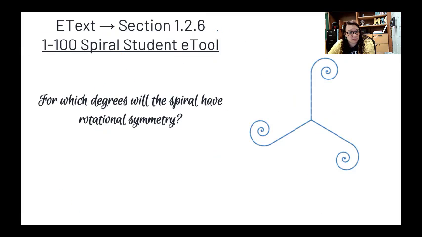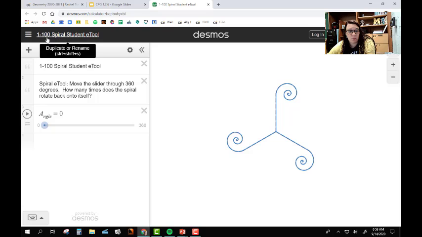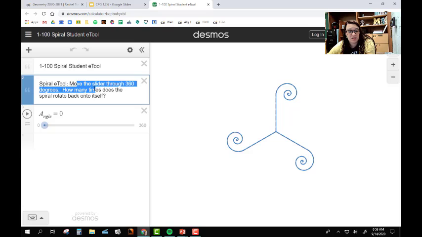Alright, in our e-text, there is a spiral tool. I'd like you to check this out with me. I'll show it to you on screen and then you can mess with it yourself. There's this spiral, and I want to know if we rotate it, when will it be symmetrical to itself? If I rotate it and I see the same figure, that's when it has rotational symmetry. This is a link on our slideshow, or you can go to your textbook, to problem 1-100 in section 126. Here's the spiral, and it says move the slider through 360 degrees. How many times does a spiral rotate back onto itself, aka have rotational symmetry?